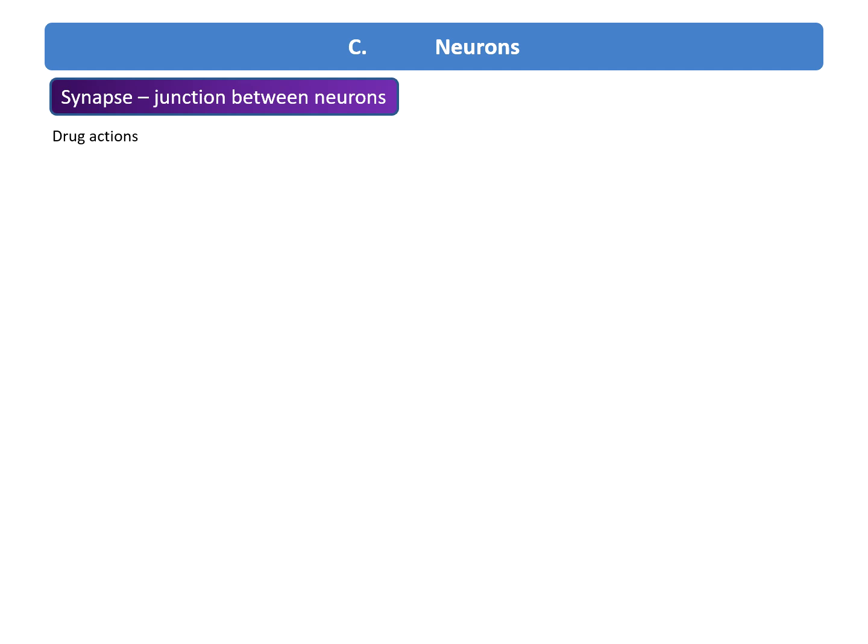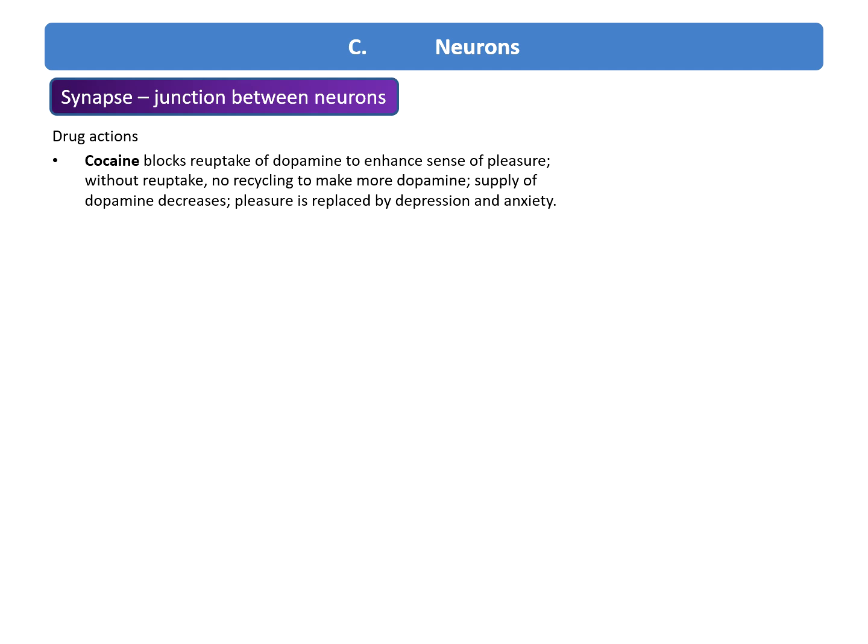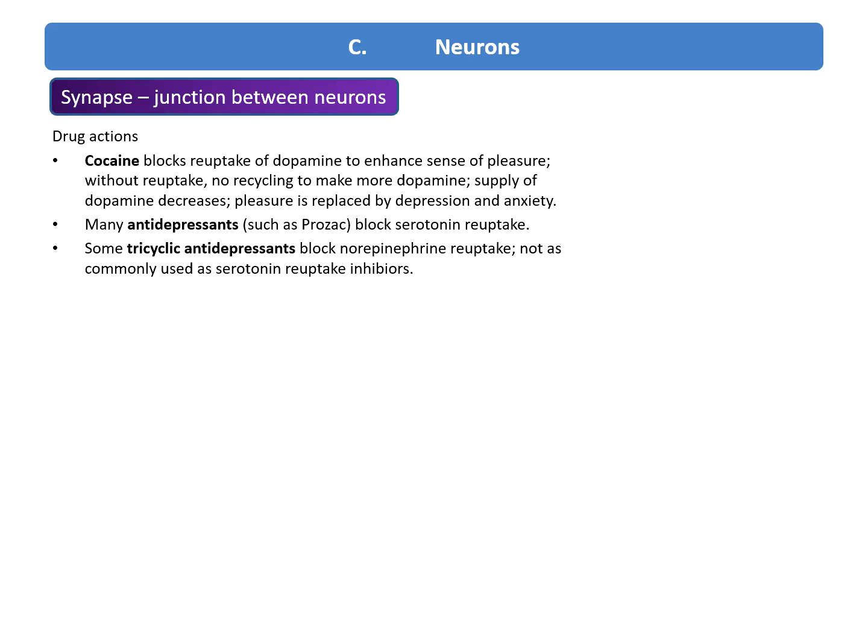Again, look at drug actions. Cocaine blocks the reuptake of dopamine to enhance the sense of pleasure. Without reuptake, no recycling to make more dopamine occurs. The supply of dopamine therefore decreases and the pleasure is replaced by depression and anxiety. Many antidepressants, such as Prozac, block serotonin reuptake. Some tricyclic antidepressants block norepinephrine reuptake. It's not as commonly used as serotonin reuptake inhibitors.